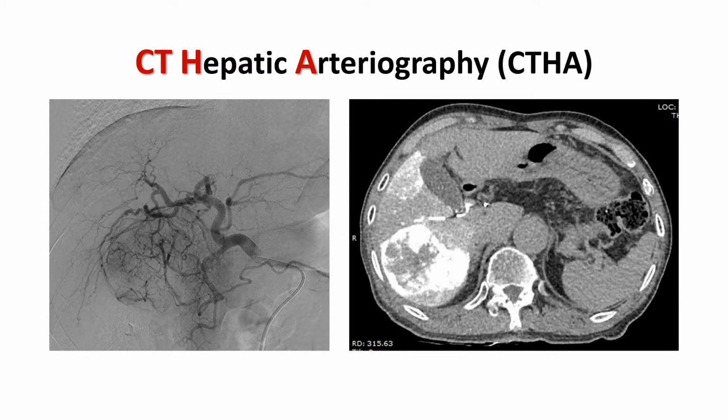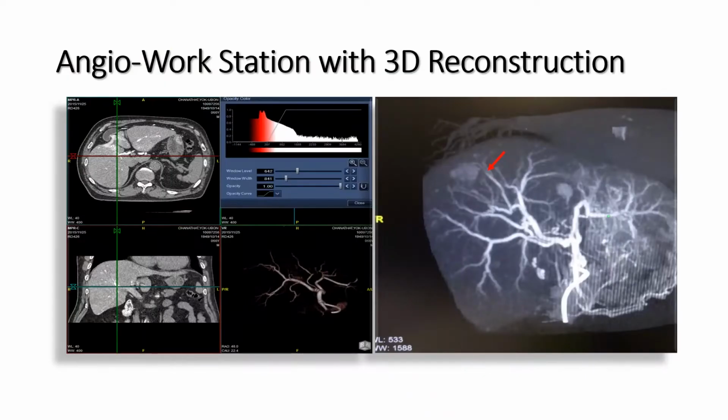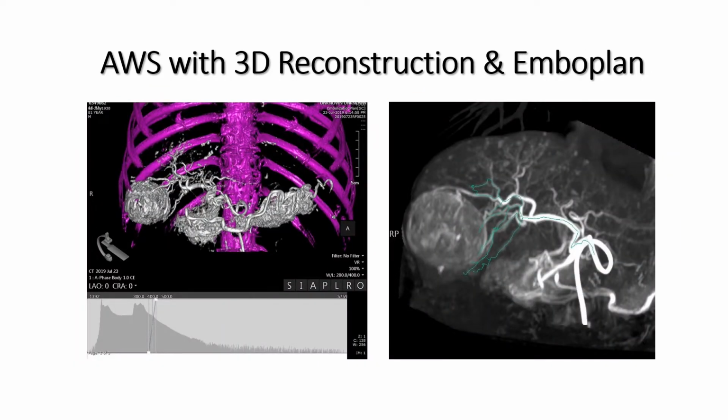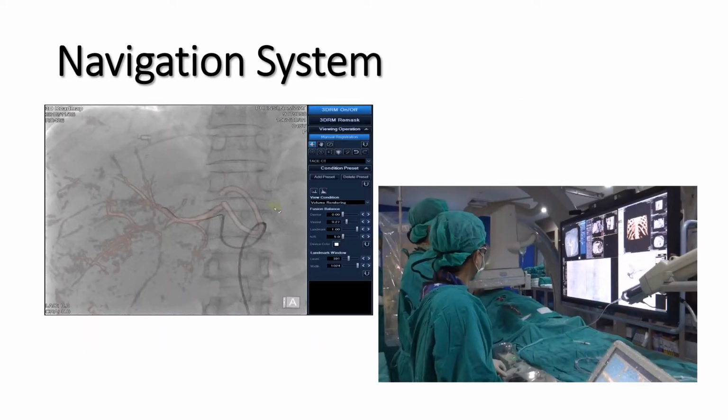CTHA, or CT hepatic arteriography, is performed by placing the catheter in the hepatic artery and scanning in the early phase to show arterial feeders and also the tumor enhancement. Then we use the volume data of CTHA to do 3D reconstruction. We can identify the target artery manually, or we can use the EmboPlan software to identify all the feeding arteries. Then we can use the 3D reconstruction image as the imaging guidance in the angio suite.